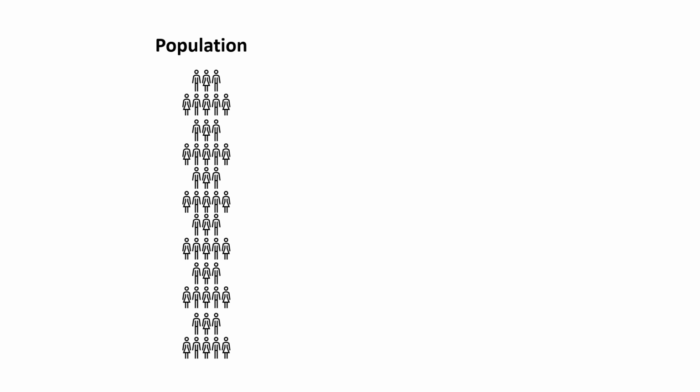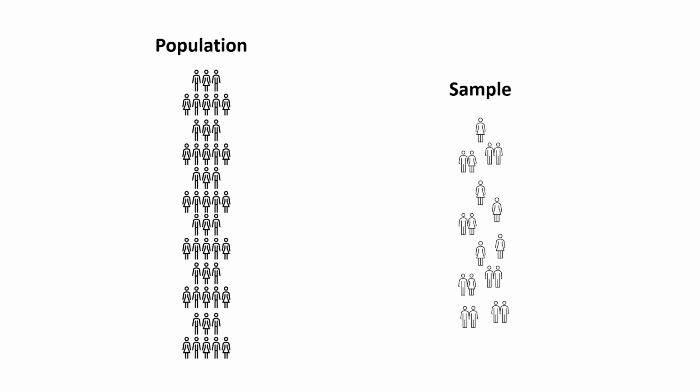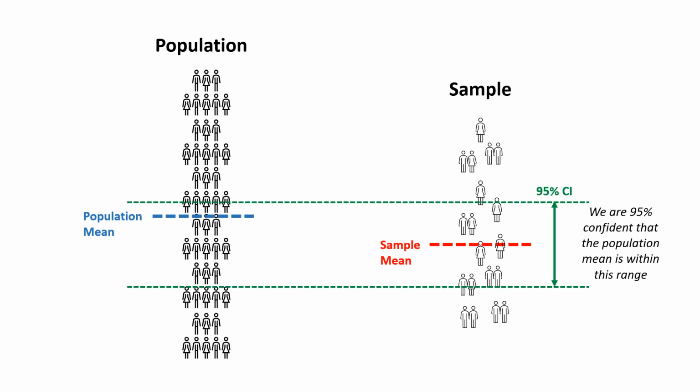Suppose we have a population of interest from which we have taken a sample. We calculated the sample mean and we expect the population mean not to be identical to that sample mean. We expect some extent of deviation between the sample mean and the population mean. And the 95% confidence interval around the sample mean gives us a 95% confidence that the population mean is within this range.